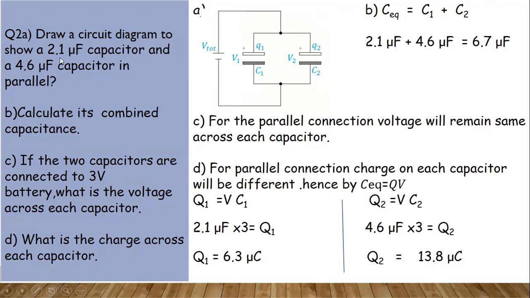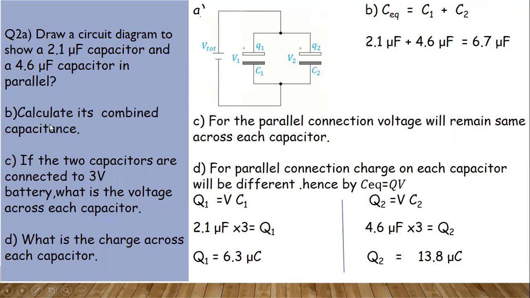Now given is that C1 is equal to 2.1 microfarad and C2 is equal to 4.6 microfarad. By the formula, equivalent capacitance is the sum of all the capacitors connected in parallel. 2.1 plus 4.6 microfarad will give us 6.7 microfarad. So the equivalent capacitance for these two capacitors connected in parallel will be 6.7 microfarad.